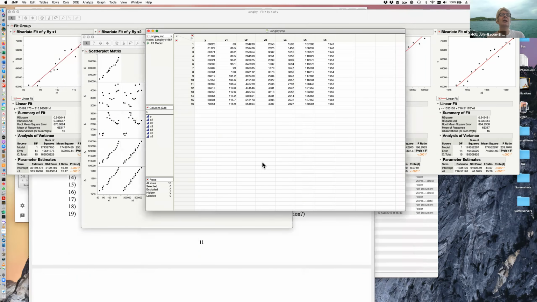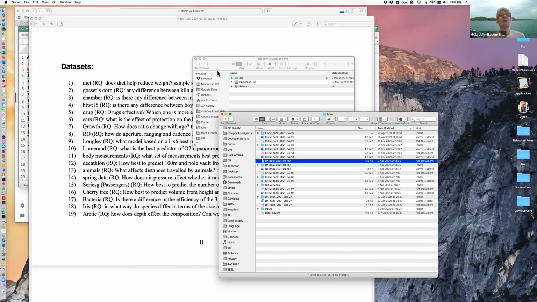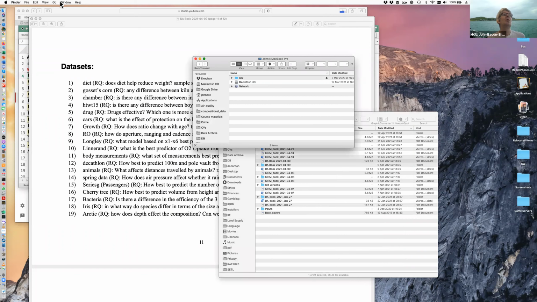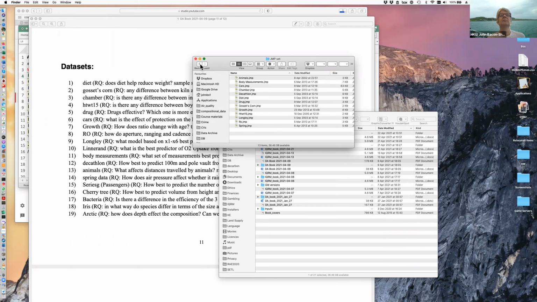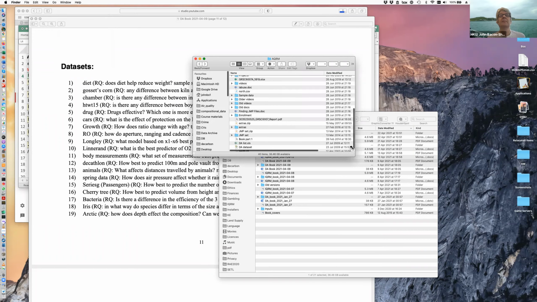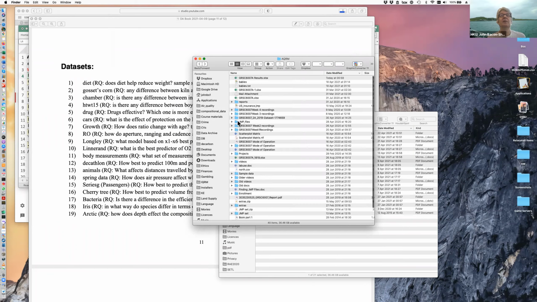so let's look at another data set. Let's look at Linear-Rand. Linear-Rand is another one which is going to give us guidance about model choice. Where's my full? Here we go. Jump too fast.